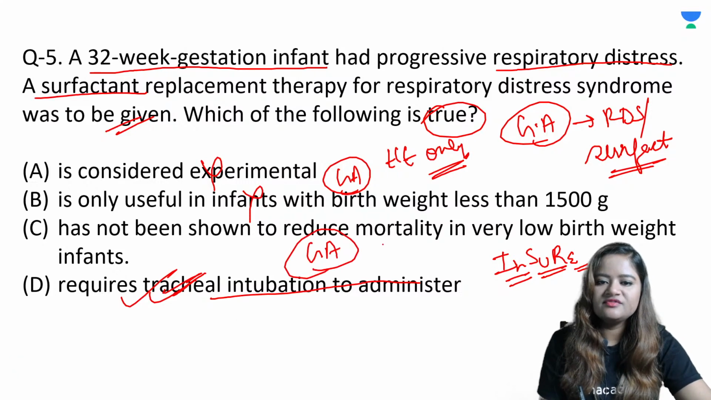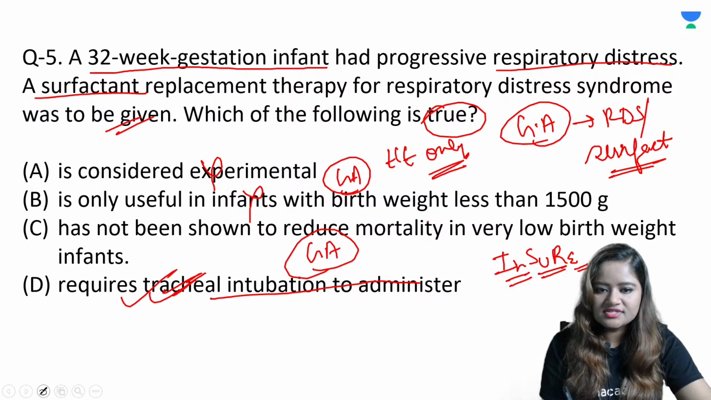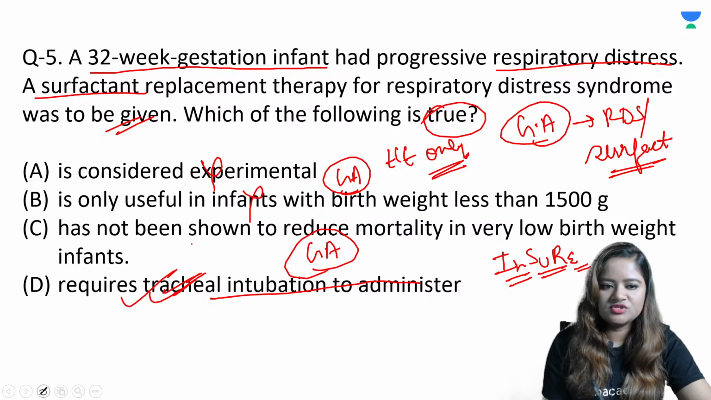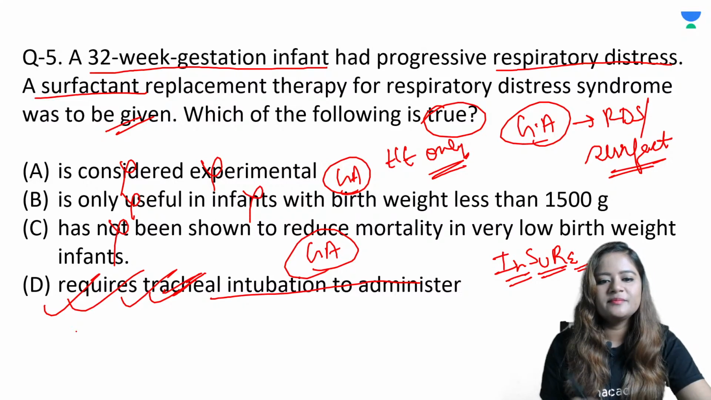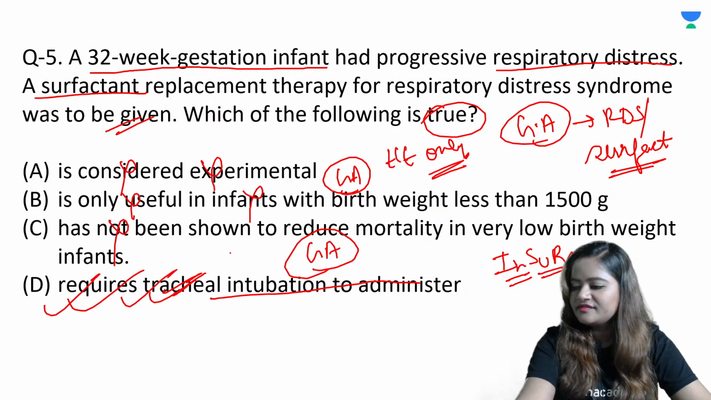And obviously, even if the birth weight is very low, then obviously the child is premature. If the child is premature, then RDS होने के chances बहुत ज़्यादा होते हैं. तो अगर आप surfactant दोगे तो obviously mortality would get reduced. So वैसे भी ये statement गलत है. This is also wrong. So you're left with only option number D. अगर नहीं भी पता था तो भी आप आंसर कर सकते थे. अगर पता था तो पता होना चाहिए कि tracheal intubation करने के बाद ही आप सर्फेक्टेंट एडमिनिस्टर कर सकते हो. ओके, इज इट क्लियर?